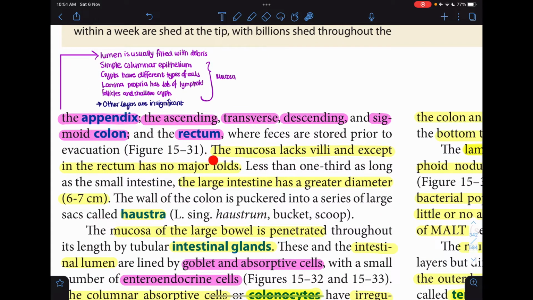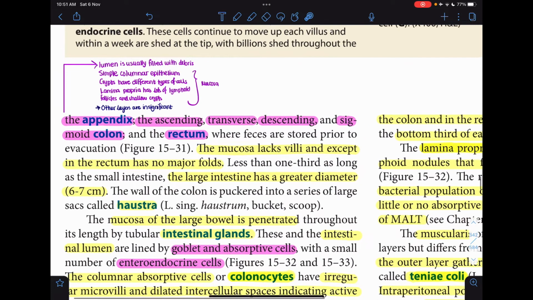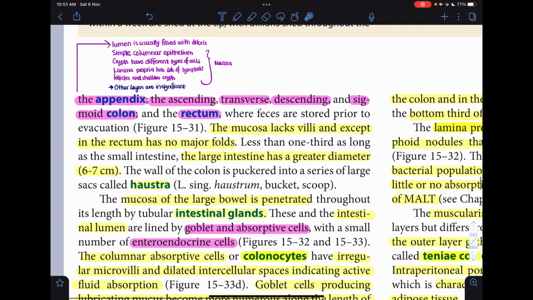The mucosa of the large intestine lacks villi, and except in the rectum has no major folds. So the mucosa of the large intestine has no villi, and except in the rectum it has no major folds. It is less than 1/3 as long as the small intestine. The large intestine has a greater diameter, about 6 to 7 centimeters. The wall of the colon is puckered into a series of large sacs called haustra. Now we will see them.